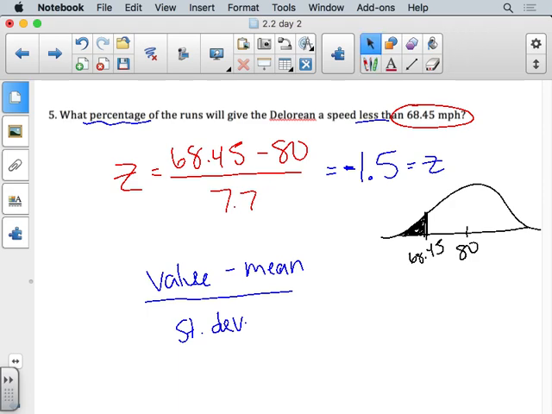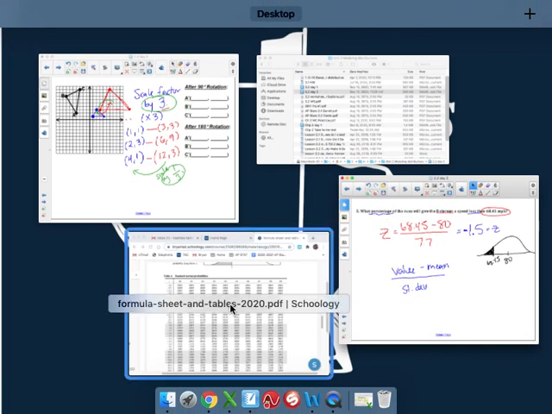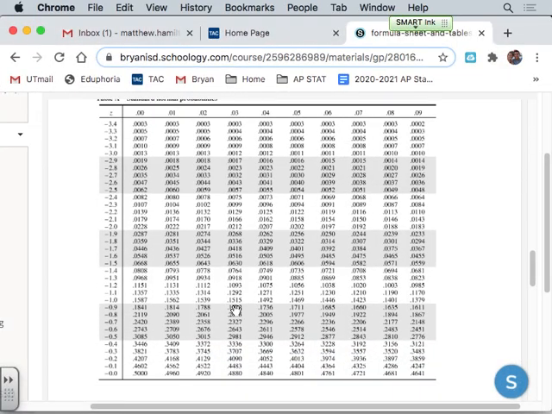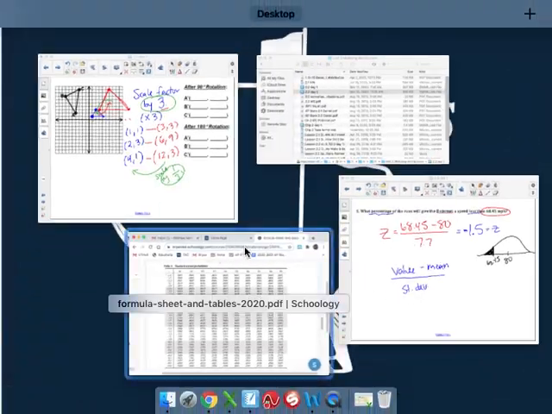Let me look at the z table. We're going to find a z-score of negative 1.50. On a z-score, you want to round to 2 digits, and this one was a perfect value. So the value there is 0.0668.